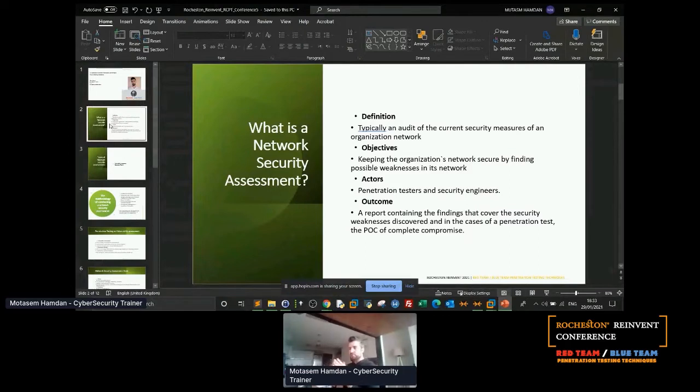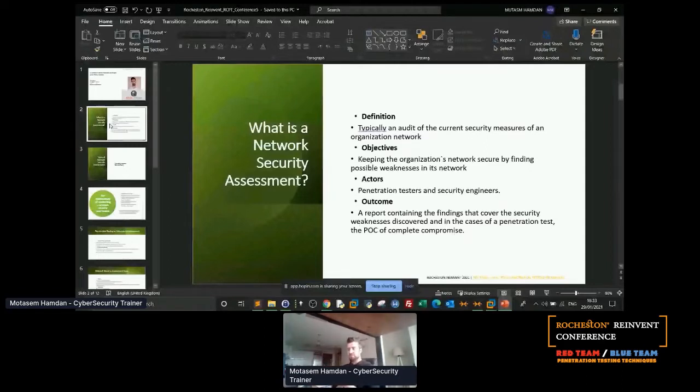Now, the objective of a network security assessment is finding weaknesses. I want to find out the weaknesses before the bad guys do. I want to find the vulnerabilities and how I can patch them. I want to see the full picture. I don't want the bad guys to reach the sensitive details before me. So when I conduct a network security assessment, I set this objective: to find what the weaknesses are.